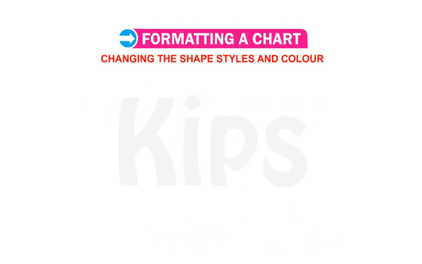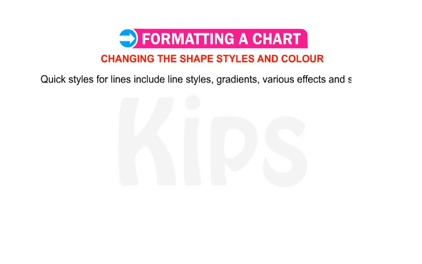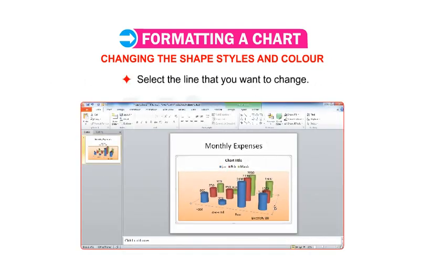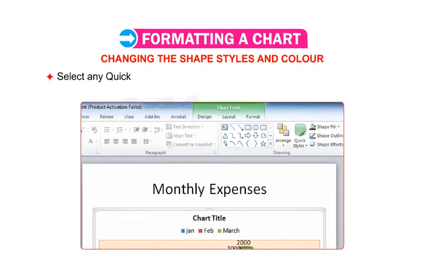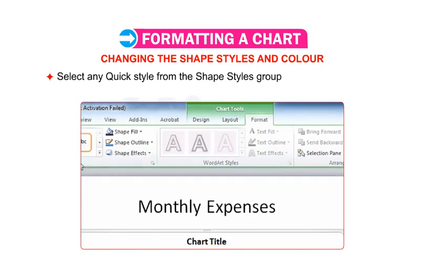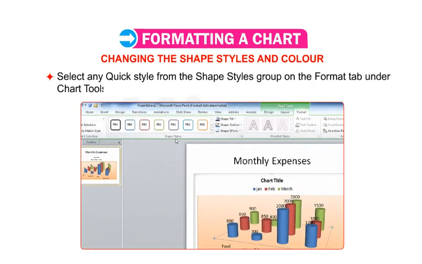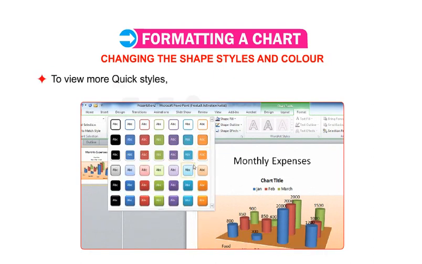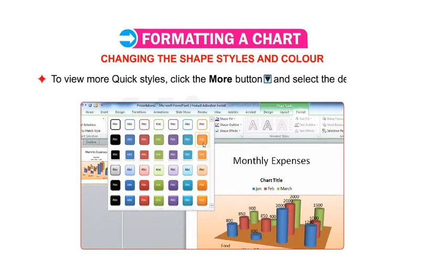Let us now find out how to change the shape, styles and color. Quick styles for lines include line styles, gradients, various effects and shadow. Select the line that you want to change. Select any quick style from the Shape Styles group on the Format tab under Chart Tools, or to view more quick styles, click the More button and select the desired style.